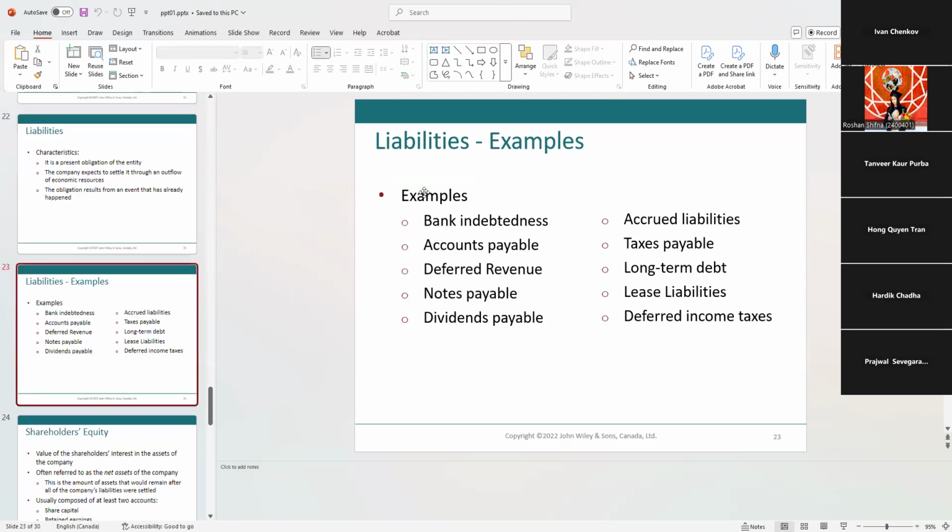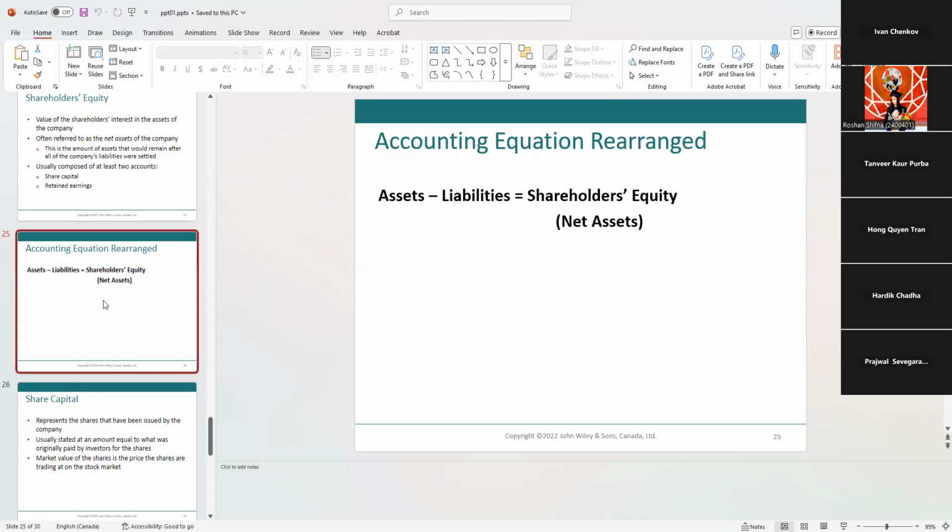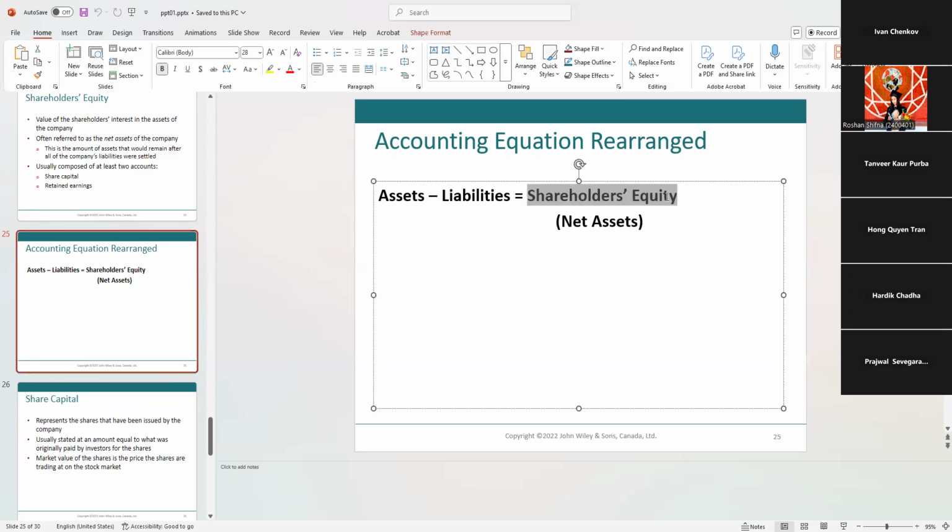Liability, same thing. We're gonna divide it in 2 categories: short-term liabilities and long-term liabilities. Now, shareholders' equity, as you remember from the accounting equation, assets equal liabilities plus equity. Once we flip the liabilities to the other side, we have assets minus liabilities. That represents the shareholders' equity, or how much of the assets belongs to the owners of the company after paying the liabilities.